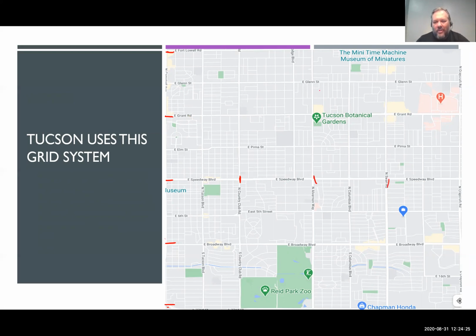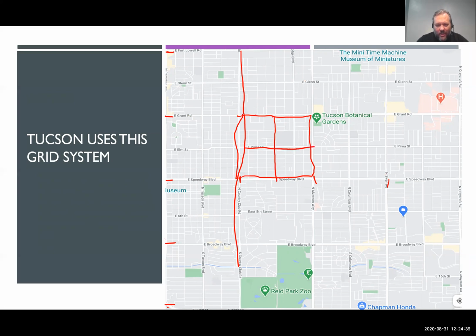If we were to apply this grid system, we could look at it like this. This would be a township, because this would be a section. Then this section could be split up, and that gets split up again. Let's just do it here. If you lived in this area, that's how you could figure out your address.